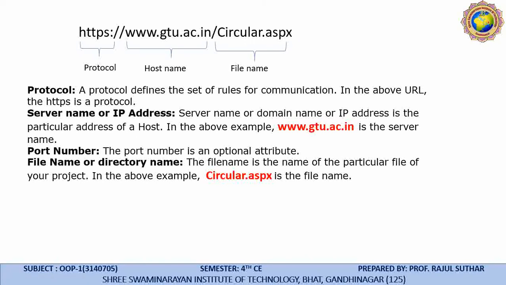Circular.aspx is nothing but a file name. Anything here, any extension can be used. Here the file is written in ASPX. So this is an ASPX extension because this file is created in Visual Studio or ASP.NET. If you create an HTML file, then instead of .aspx, the extension will be .htm or .html.